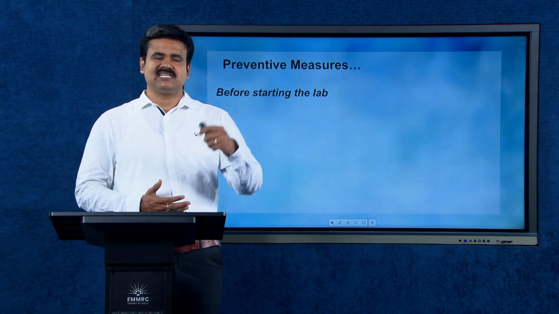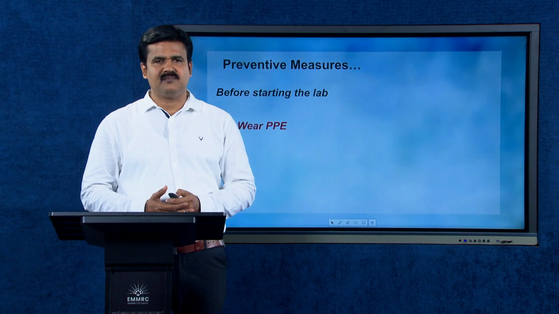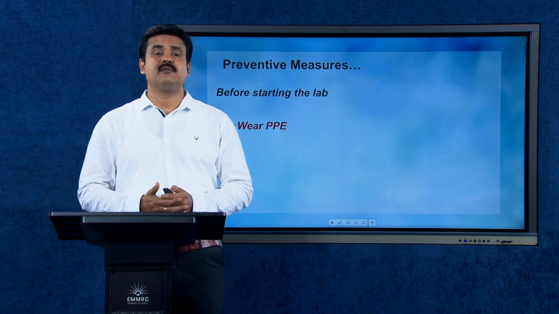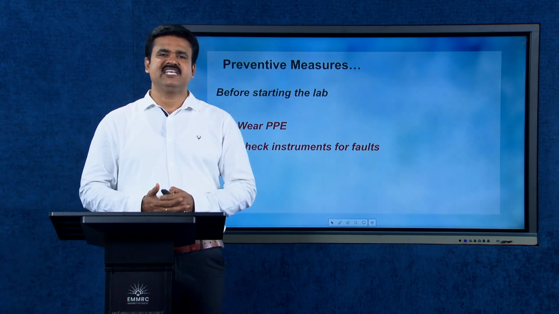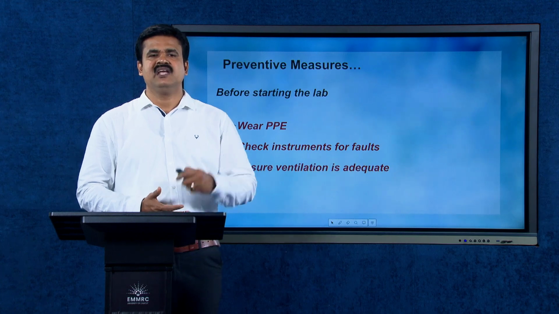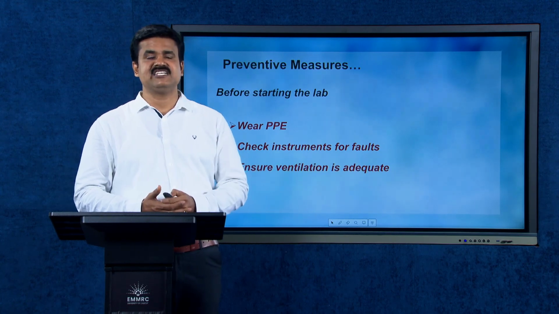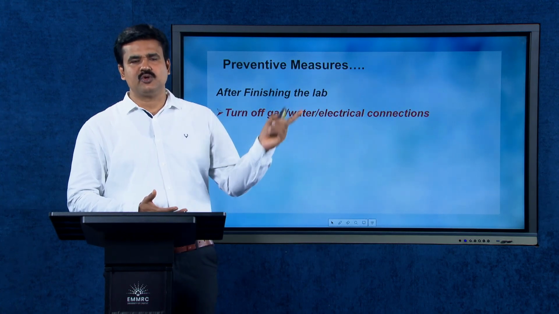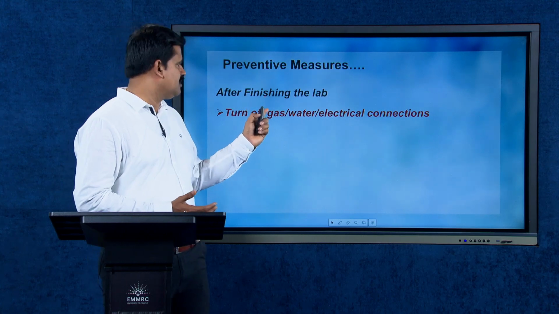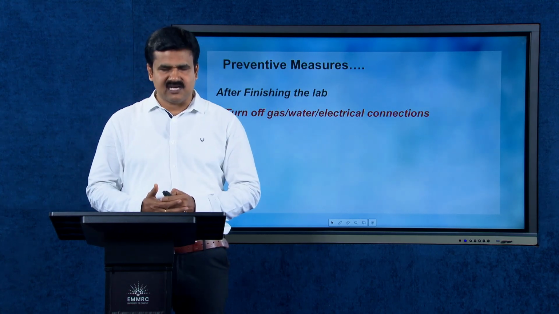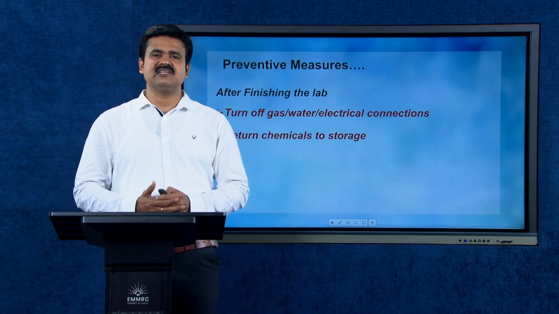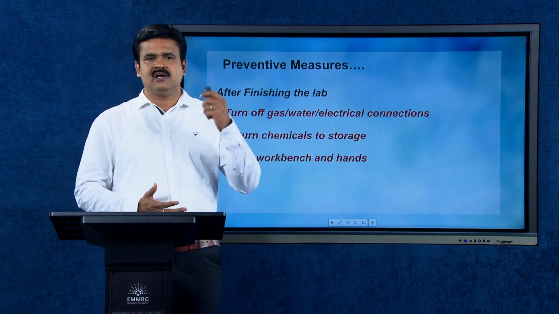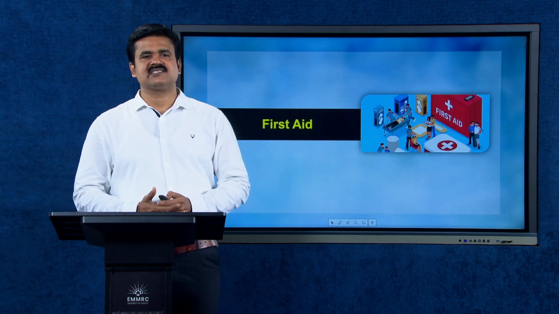Preventive measures are another part of the discussion. Before starting the lab, we have to take some preventive measures like wearing personal protective equipment, checking instruments for faults, and ensuring the ventilation in the laboratory is adequate. After finishing the lab, you have to look at these points. Turn off gas, water and electrical connections, return chemicals to the storage space where they were previously stored, and clean the workbench and your hands.